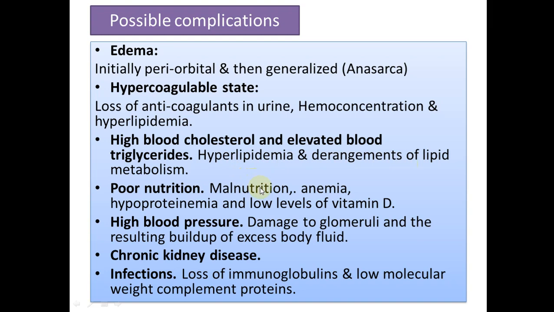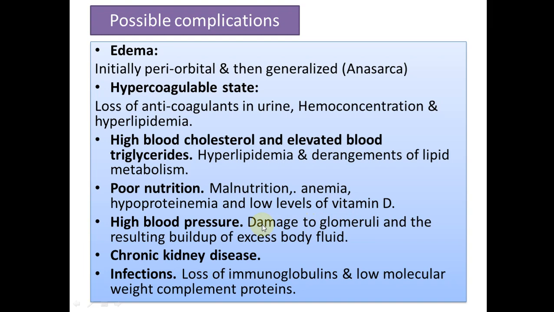When a patient is losing protein, he will suffer from malnutrition. Additionally, the loss of transferrin, which is the iron carrier protein, in the urine will lead to iron deficiency anemia. And the low level of vitamin D may cause hypocalcemia with its effects and consequences on the bones and other body tissues.